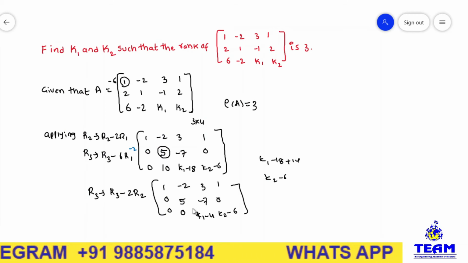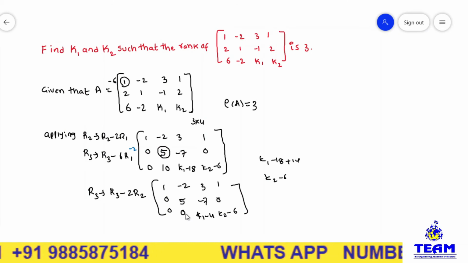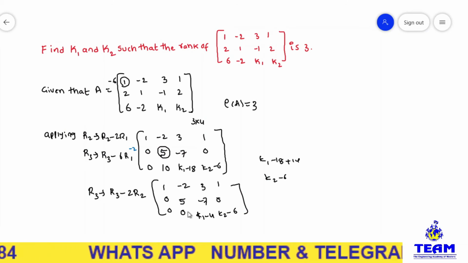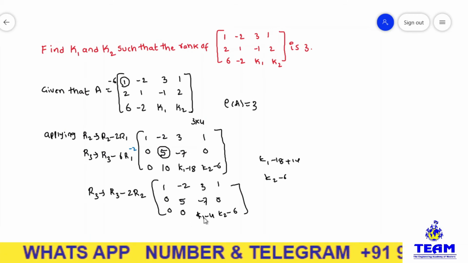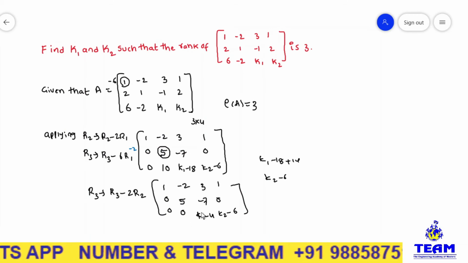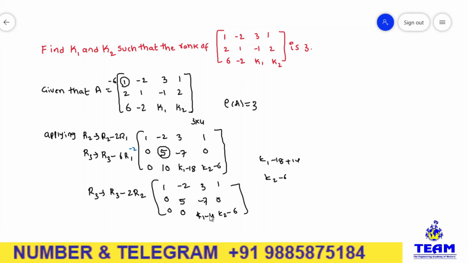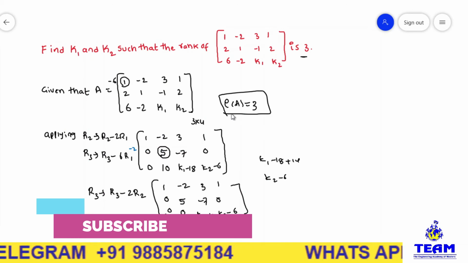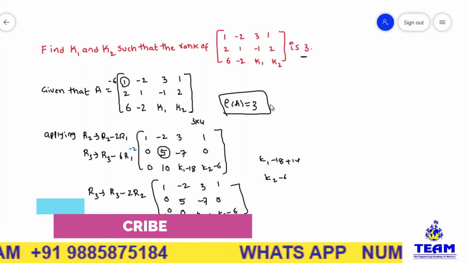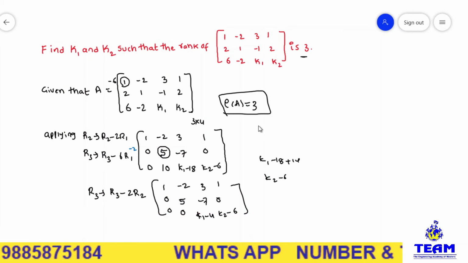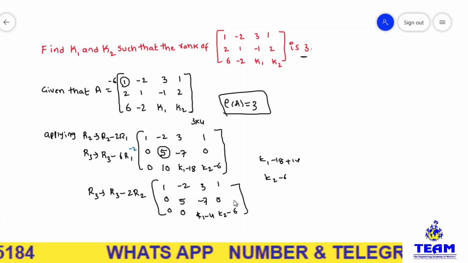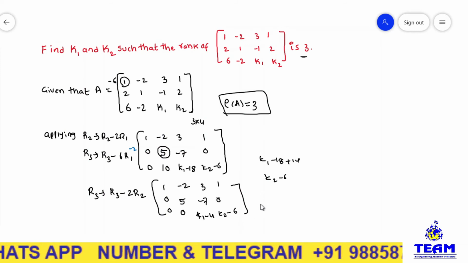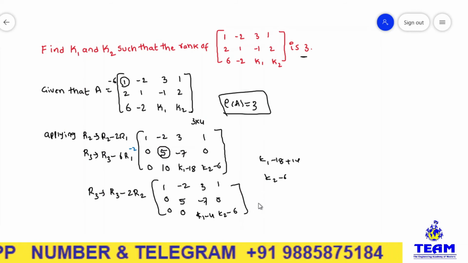Friends, here you observe below the second diagonal element is also 0. Below the first diagonal element the elements are 0, and below the second diagonal element the elements are also 0. But here, in the third diagonal position, you have K1 minus 4. What are they given? The rank of the matrix is 3. From the echelon form we can say the number of non-zero rows is 3. The first row is non-zero, the second row is also non-zero, and the third row should also be a non-zero row.